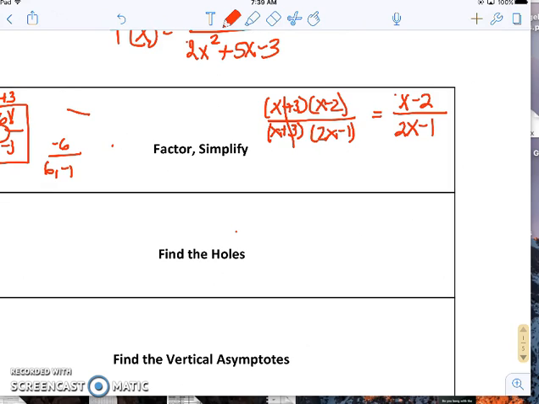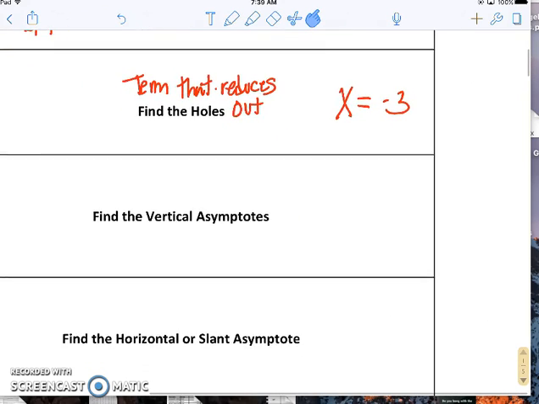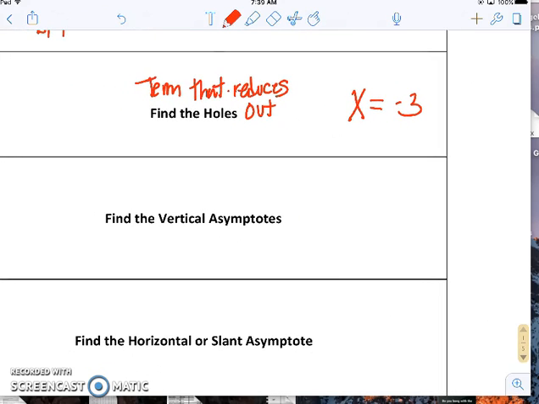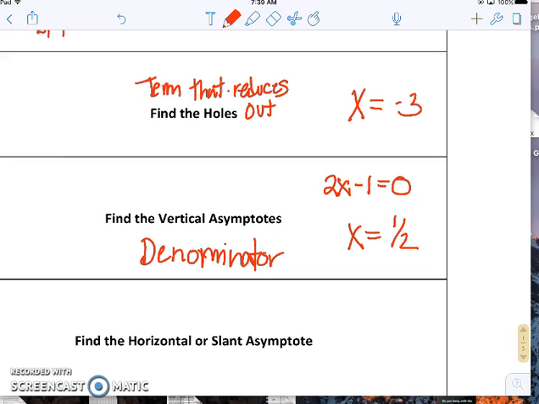Now our next step: some of our graphs might have holes. There's a hole in the term that reduces out, if there's one. There's not always one. In our case, x plus 3 reduced out, so there's a hole at x equals negative 3. We talked about yesterday finding the vertical asymptotes. We look in the denominator and where it equals 0. So if we have in our denominator 2x minus 1 equals 0, our asymptote is going to be at x equals 1/2.